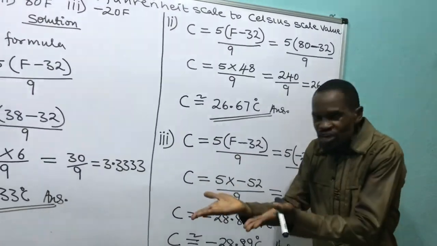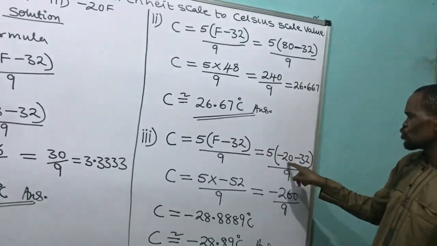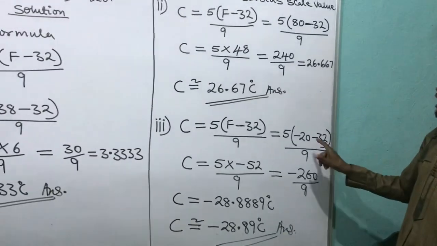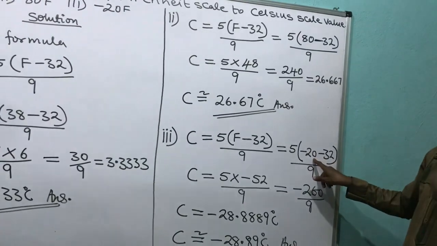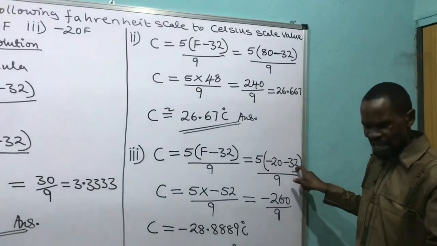Depends on the value we read it at. Then coming over here, this F has changed to what? Minus 20. My minus remains where it is, minus what? 32. And that gives me minus 20, which means I'm owing somebody 20. Minus 32 means I'm owing again 32.